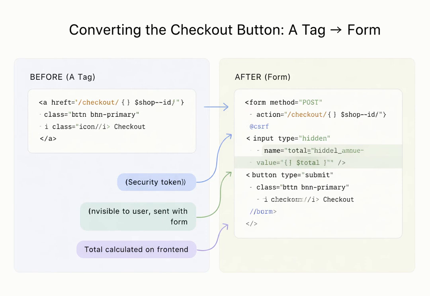Here's what the conversion looks like in practice. The old anchor tag is removed and replaced with a form element. The form uses post method, and the action points to the checkout route with the shop ID. Inside the form, 3 important things are added. First, the CSRF token, using Laravel's @CSRF directive. This is a security requirement. Second, a hidden input field that carries the total amount. Hidden means the user can't see it on the page, but it gets submitted with the form. And third, the submit button, which visually looks exactly the same as the old checkout button, preserving the UI design. The instructor emphasizes that small things like this should be typed manually, rather than relying on AI tools.